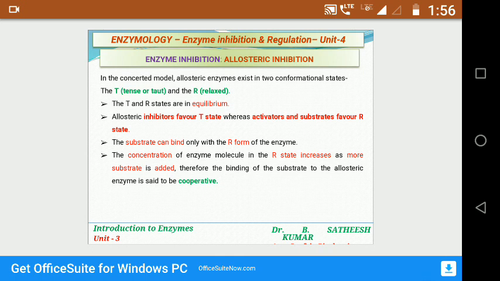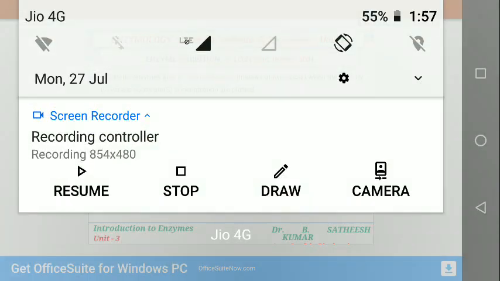From T form to R form formation takes place. So gradually the equilibrium will be shifted from T state to R state. Therefore more number of enzymes will be in R form and they carry out the catalytic reaction. That way the substrate is not only involved in the catalytic reaction, but it is also involved in the transformation of T state to R state. In that way, it is a cooperative mechanism of activation of enzyme.